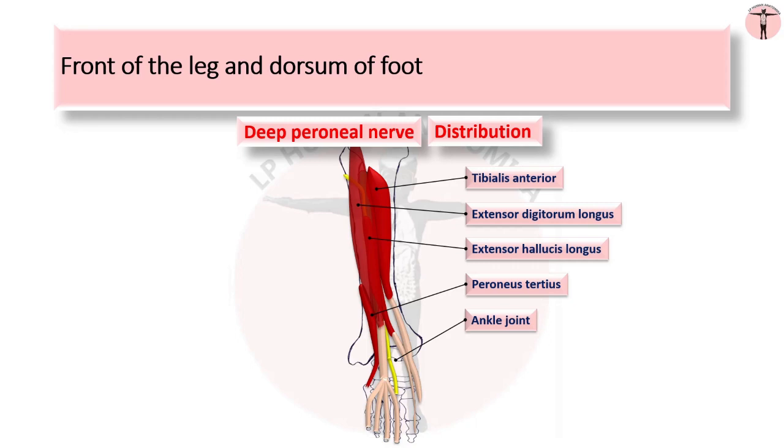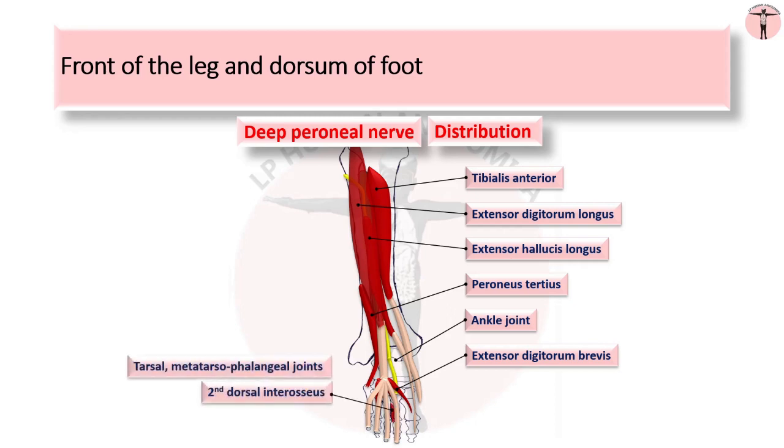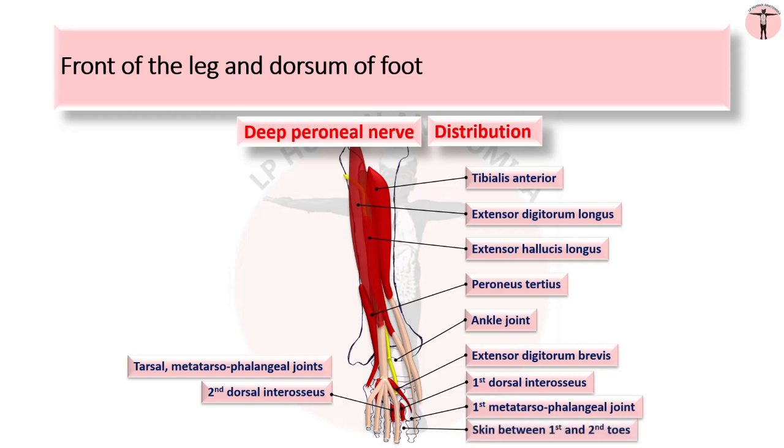The lateral terminal branch forms a pseudoganglion deep to the extensor digitorum brevis, and through it supplies the muscles extensor digitorum brevis and second dorsal interosseous and tarsal and metatarsophalangeal joints of the middle three toes. The medial terminal branch supplies the first dorsal interosseous muscle, first metatarsophalangeal joint, and the skin between the great and second toes.